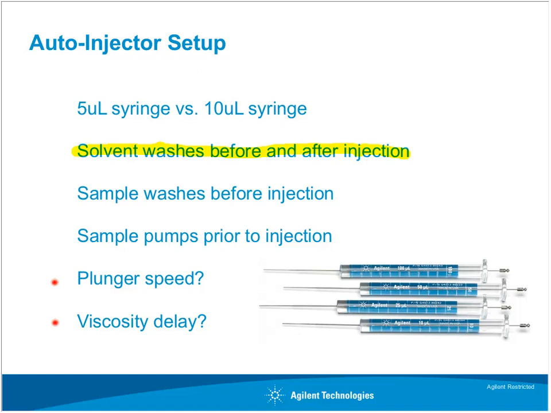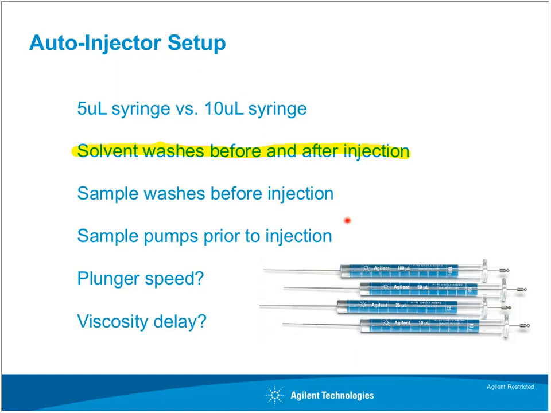Viscosity delays: if you have, again, thick, more viscous types of samples, you'd want to use some type of viscosity delay so that as the plunger's pulled up, it waits for a moment for the sample to actually get up there to the bottom of the plunger so you don't have this air gap in there.